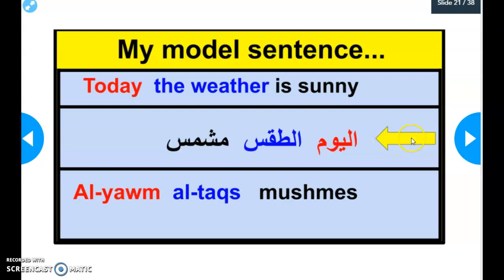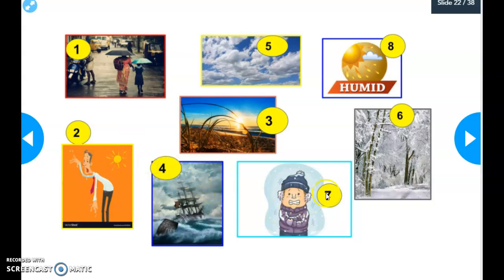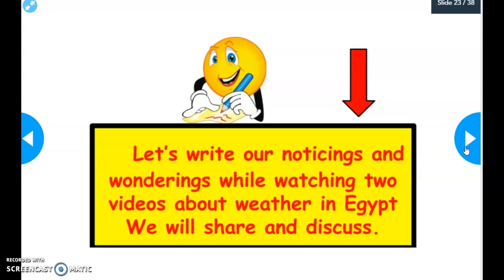All right, boys and girls. This will be one of your activities. You will look at these pictures and write sentences depending on the picture you are looking at. For example, this first picture here. How is the weather? كيف الطقس؟ الطقس ممطر. It's raining. What about number two? الطقس حار. In class, we will be watching a documentary about the weather in Egypt, and you will be writing your noticings and wonderings.